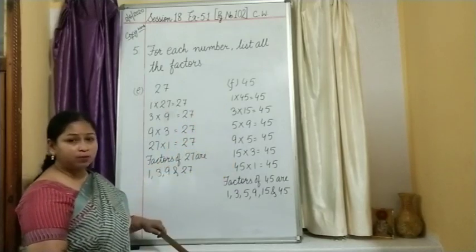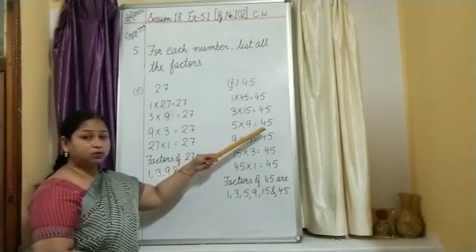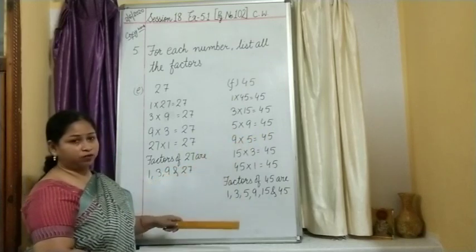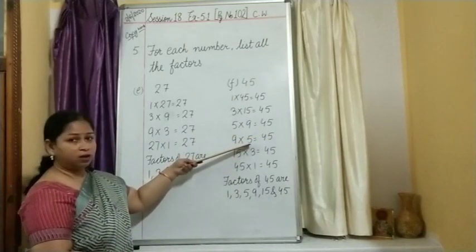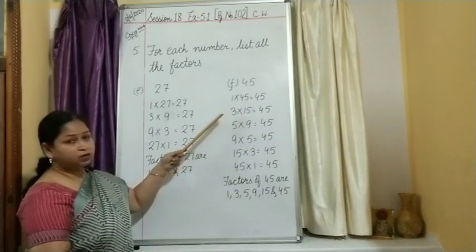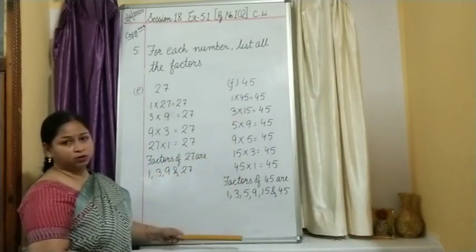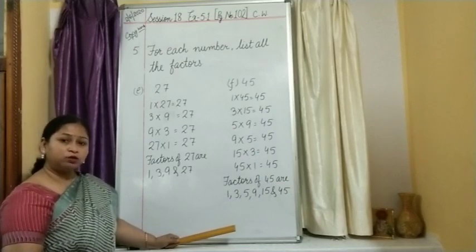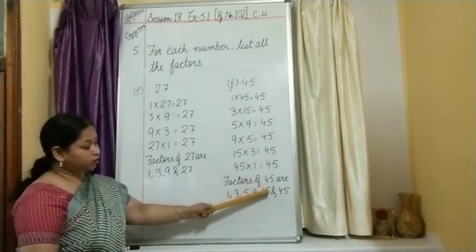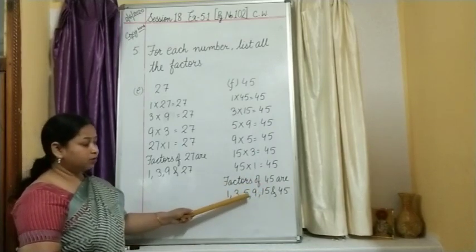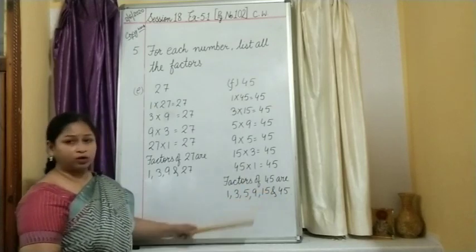And where is the turning point, children? Turning point is 5 9s are 45 and 9 5s are 45. The moment I reached here, I just reverse the earlier ones. Instead of 3 into 15, what I have written here is 15 into 3. This is what you also have to do. Okay. Then factors of 45 are 1, 3, 5, 9, 15 and 45.